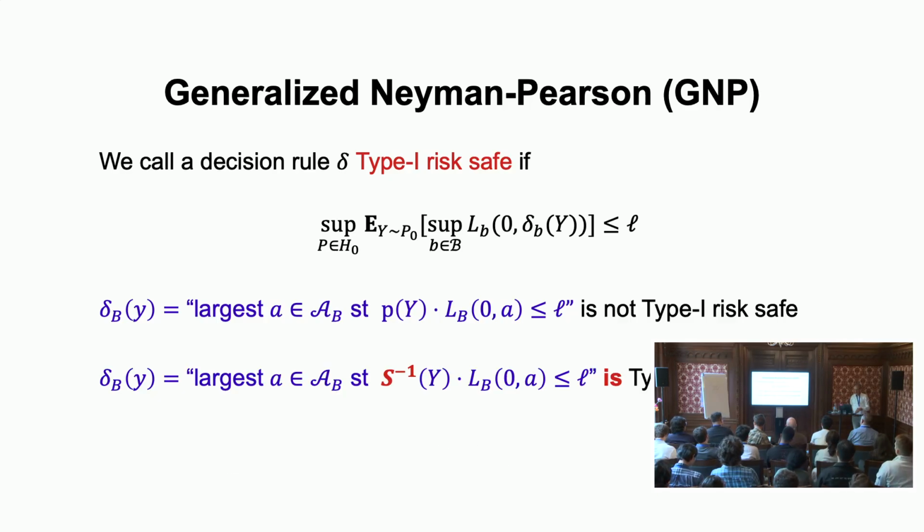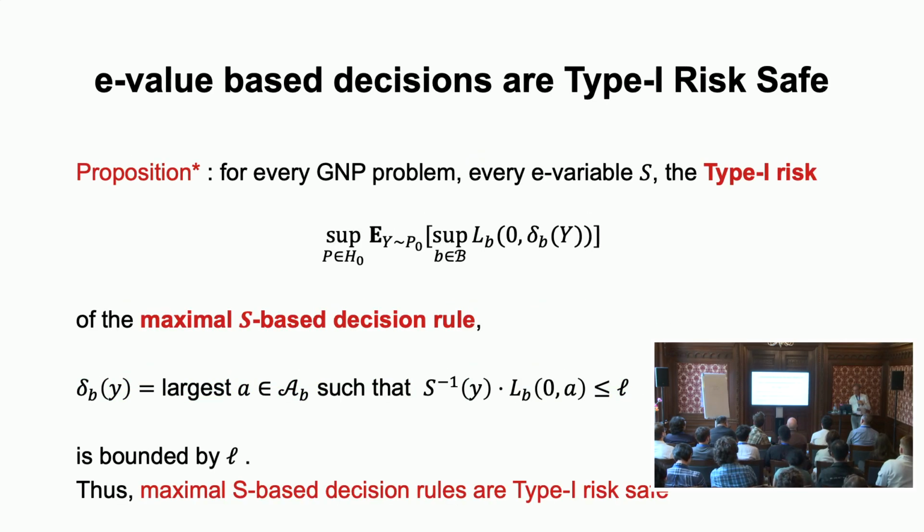And then there's a theorem. If we use this rule, you get to see a loss function indexed by b, and then you take the largest action such that 1 over the e-variable you observe for the data times the loss you make with that action for the data-dependent loss function is bounded by 1. If you do that, then you get type 1 risk safe. You always have expected risk bounded by 1, and that's actually an if and only if. This is a way to characterize e-values.